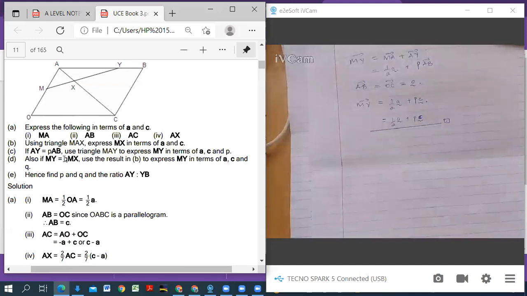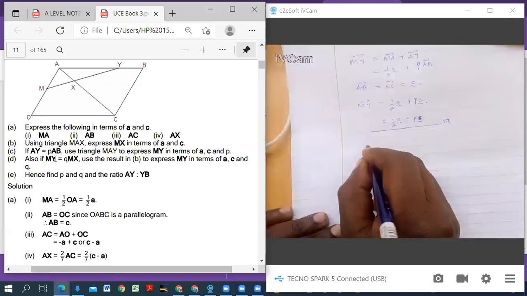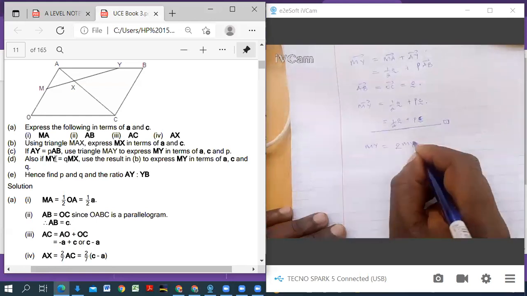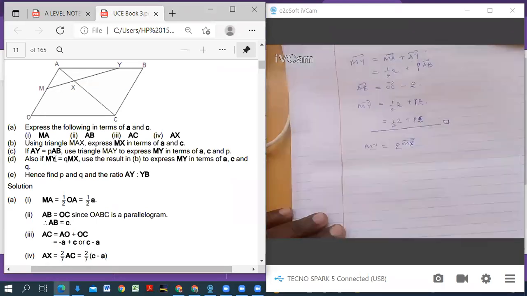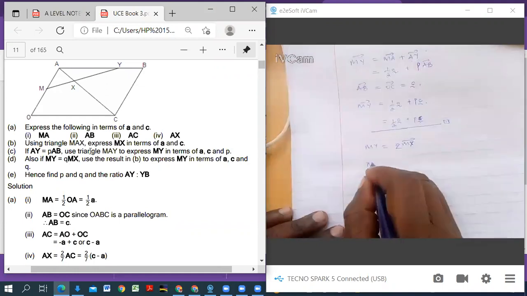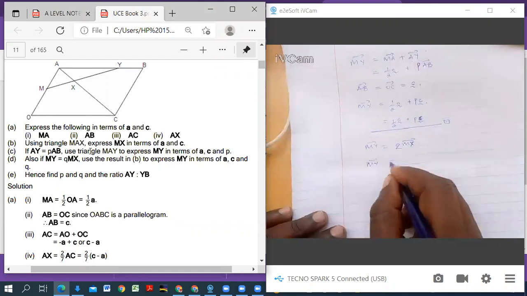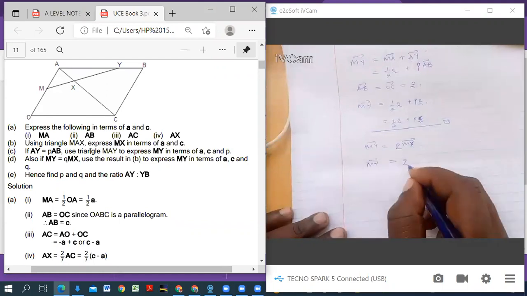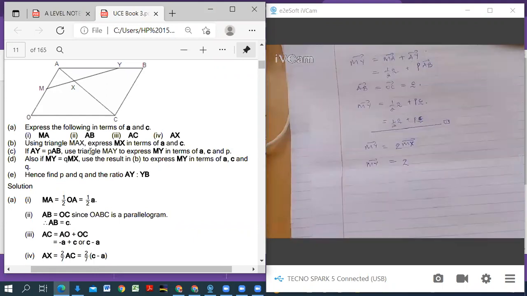That means that we must use MY somewhere. So we are going to use MY is equal to QMX. Now, after telling us to use our answer in B to solve this, we shall substitute MX here, and MY shall be equal to QMX. What is MX? What was our MX, members?